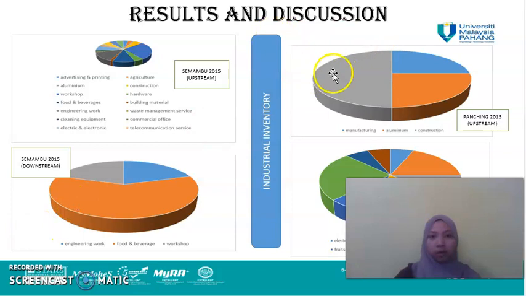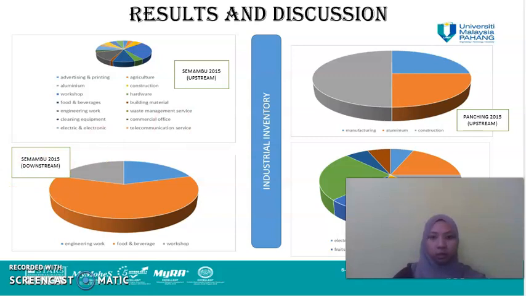This is my result for industrial inventory, for objective number 1. The pie chart shows that there are more industrial activities in the upstream category for Semambu, and more industrial activities in the downstream category for Panching. For light industrial activities, there is no discharge for Bukit Sagu, Bukit Ubi, and Sungai Lembing water treatment plants. There is only in Semambu and Panching.